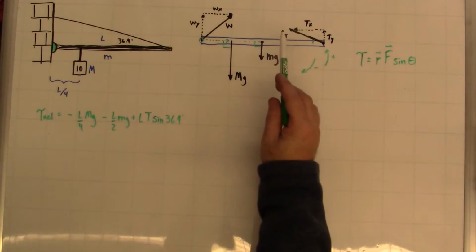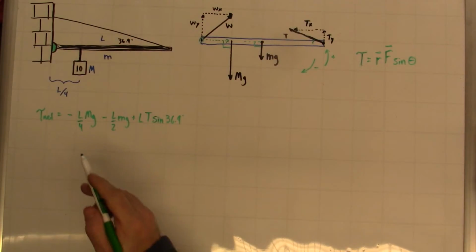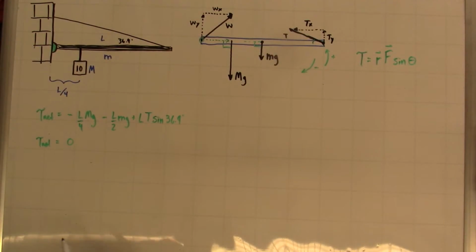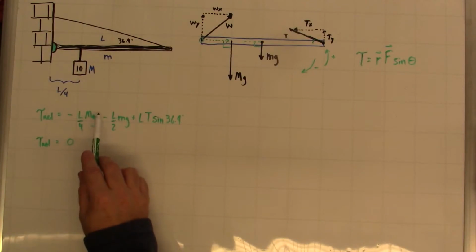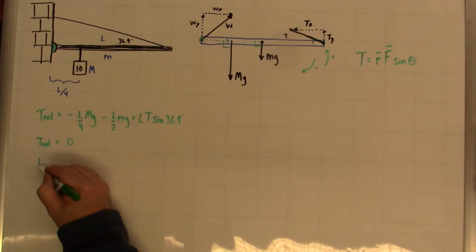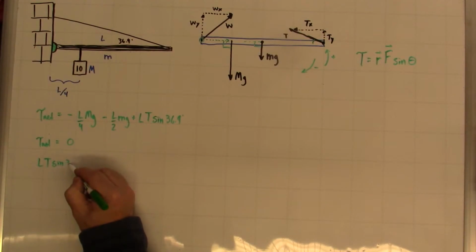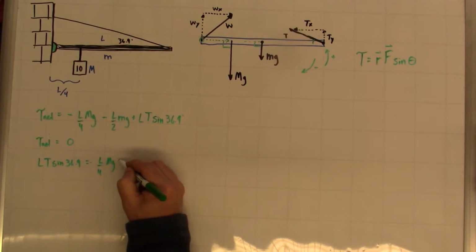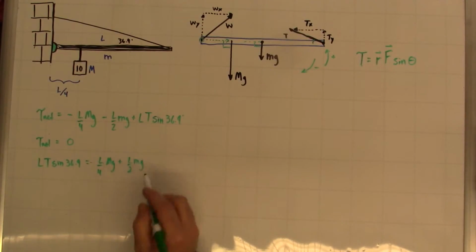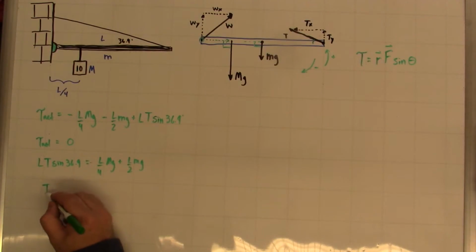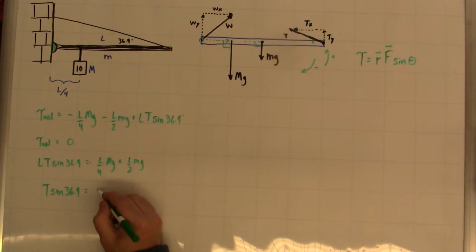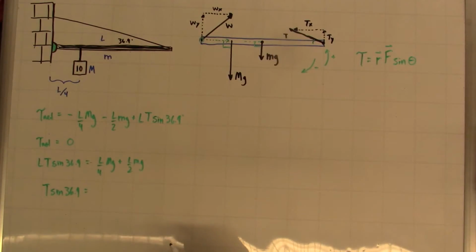Now, when I look at my whole object here, it's not accelerating at all. So therefore, what do I know about the net torque? It has to be 0. So this net torque is equal to 0, and what I end up with is a statement that looks like this: L T sine 36.9 is equal to L over 4 big mg plus L over 2 little mg. Since I have an L in each term, they magically disappear. And I end up with T sine 36.9 is equal to big mg over 4 plus little mg over 2.